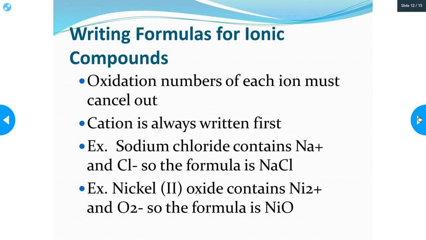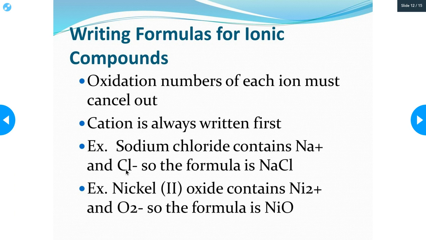So if we look at sodium chloride, which is salt, we have sodium, which is a 1 plus because it's in group 1. Chlorine is a 1 minus because it's in group 17. So this is a perfect combination. Sodium wants to give away 1 electron. Chlorine wants to take 1 electron. So our formula is sodium chloride, NaCl.